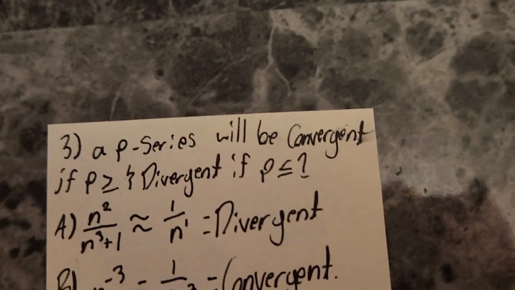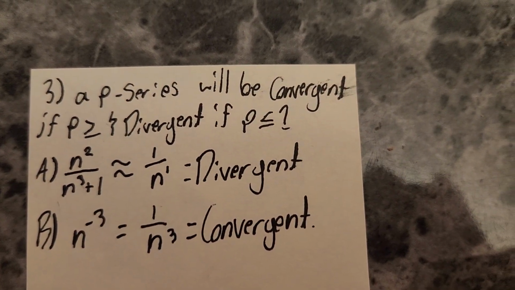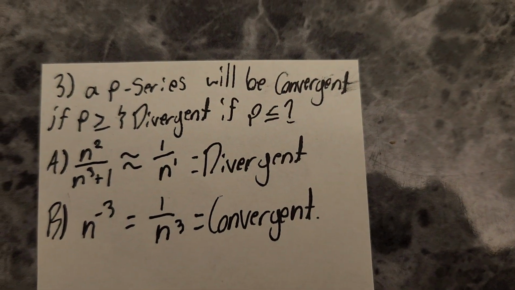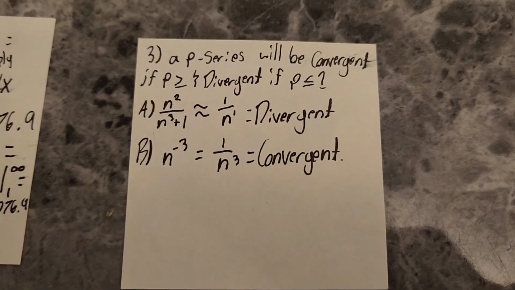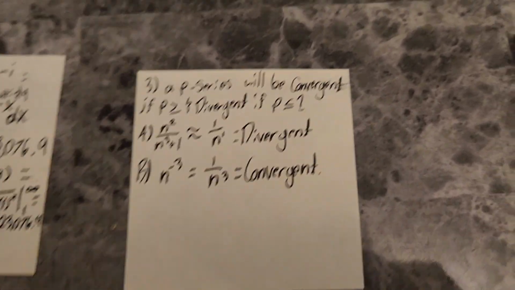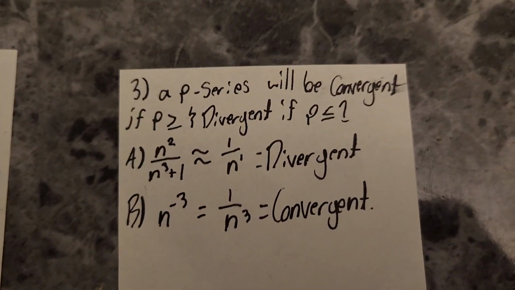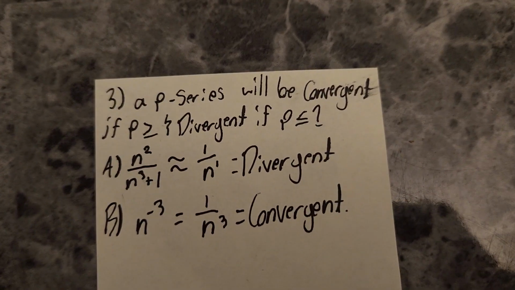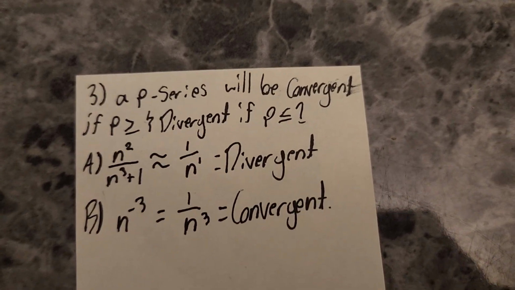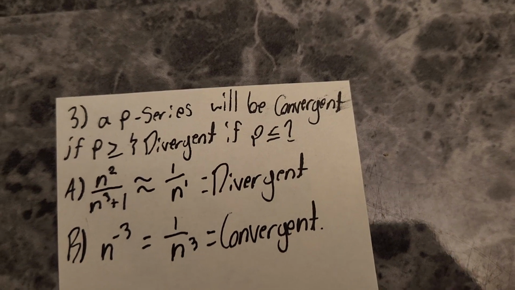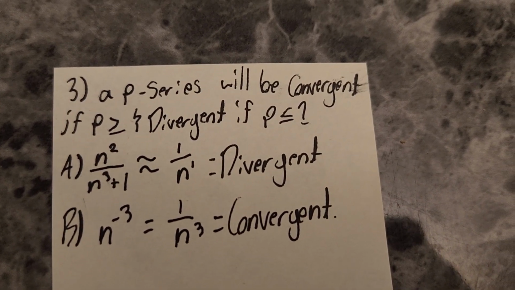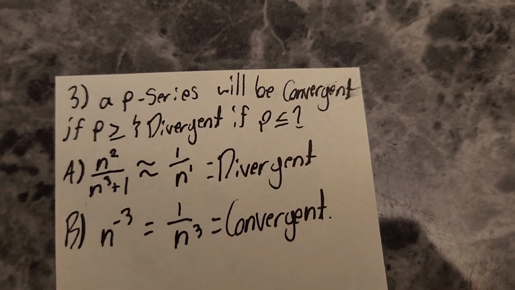For number 3, it was pretty simple. You just gave 2 equations and told us to tell if it's divergent or convergent. So then I wrote them out here. Both were a type of p-series. A p-series will be convergent if p is greater than or equal to 1. It looks like I forgot to write a 1 there. And divergent if p is less than or equal to 1.